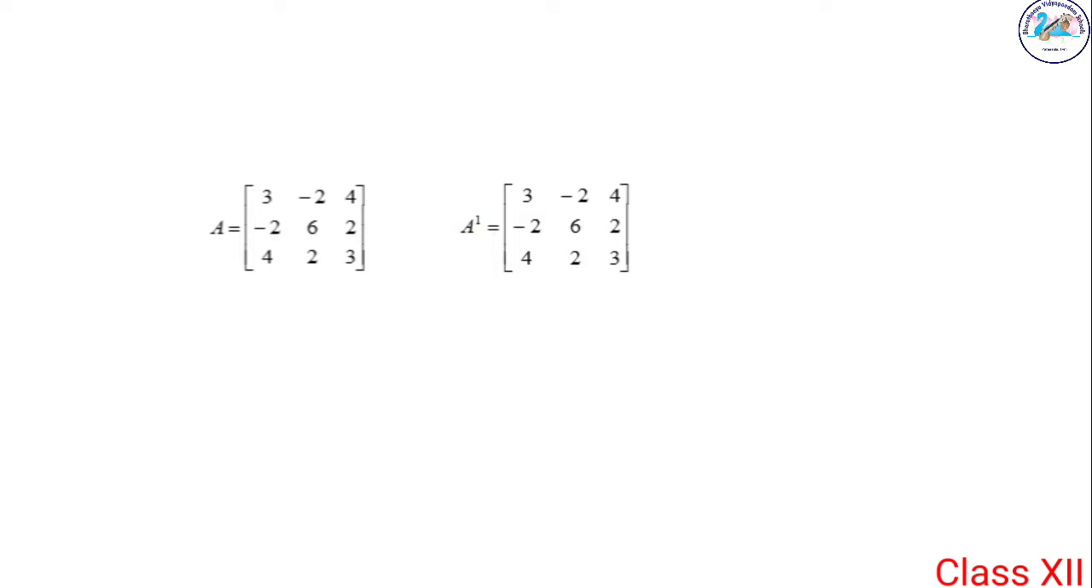Now when you closely observe A and A transpose, it is quite clear that both the matrices have the same elements. 3 here, minus 2 here, minus 2 here, and you see 3 on the last element here also. So when you check, all the elements are the same. Since all the elements are the same, we can say that both the matrices are equal. That is, A transpose is equal to A.